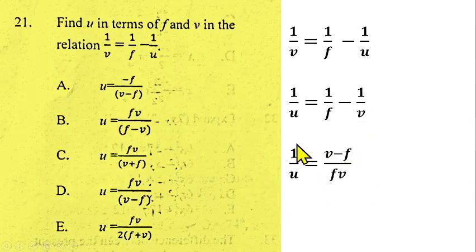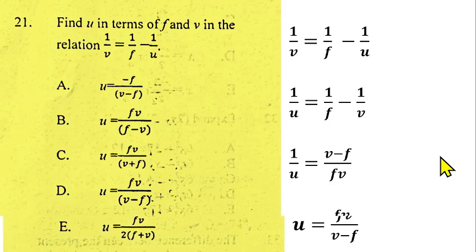So from there now, our aim is to find u. You can inverse both sides. You can inverse this fraction. Whatever you do to this one, you do to here as well. So if I inverse this, it will give us u over 1, which is the same as u. Then inverse this as well. So we'll be having u is equal to fv over v minus f. So which makes u the subject of the formula. So I think that makes option D the correct answer for question number 21.